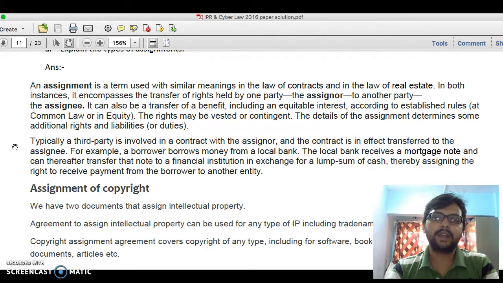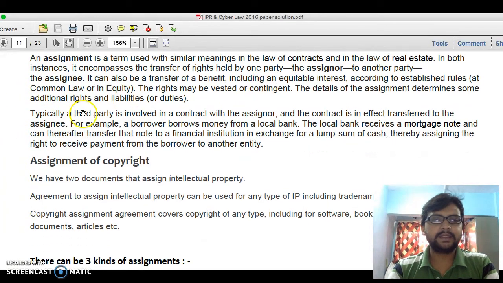The same way, if I am the owner of any intellectual property, then on that particular intellectual property also I can assign some rights to you. So how are we going to assign that right? With the help of an official document, that is an assignment. Here I have also provided an example where a third party is involved. For example, a borrower borrows money from a local bank. The local bank receives a mortgage.